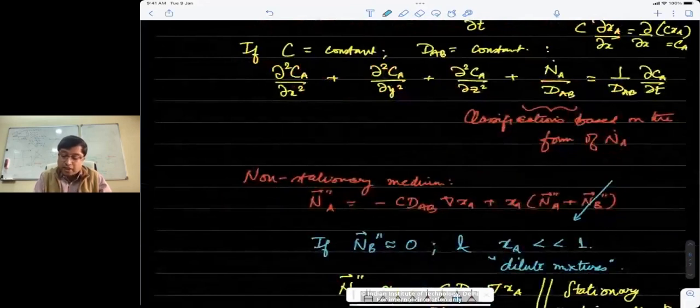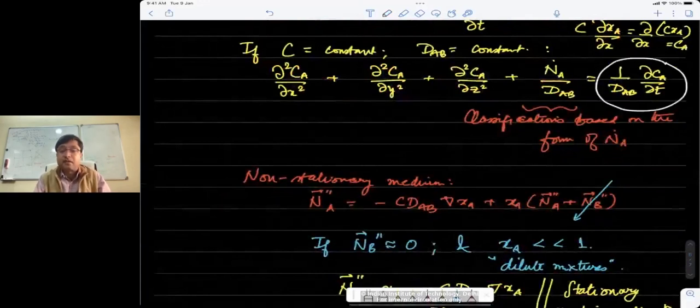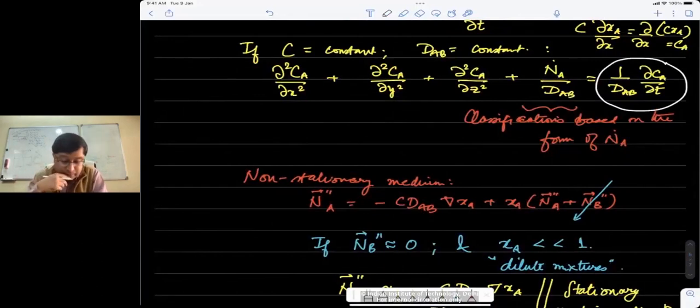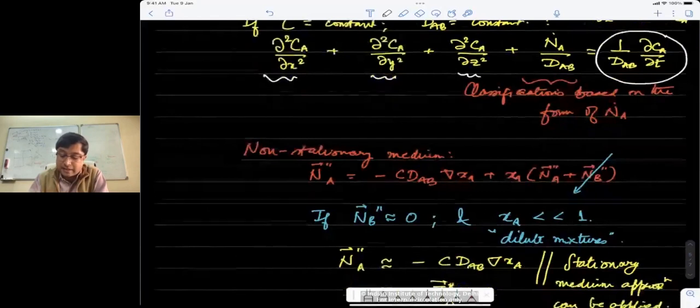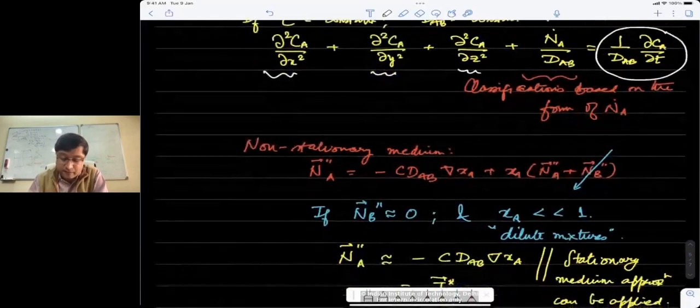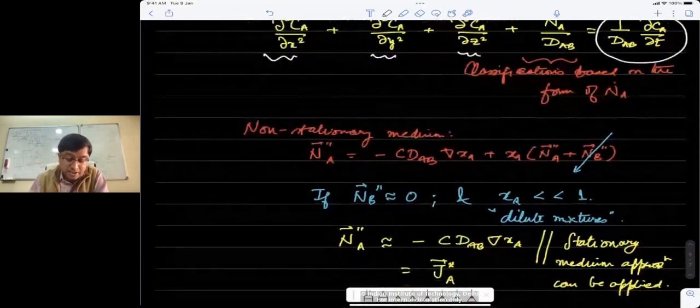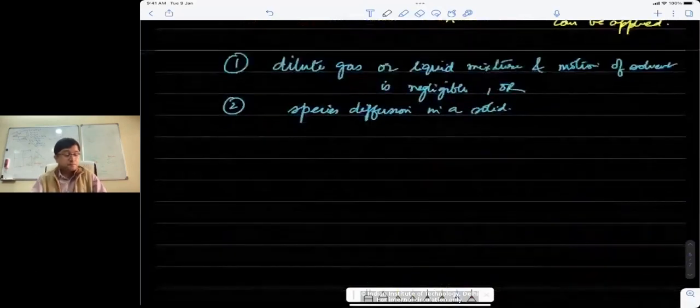So we need one initial condition, as you can see, because we have a time derivative here, and you need two boundary conditions in each direction because you have second order derivatives. So the initial condition is typically specified in terms of the concentration itself, but the boundary conditions can be of different types.